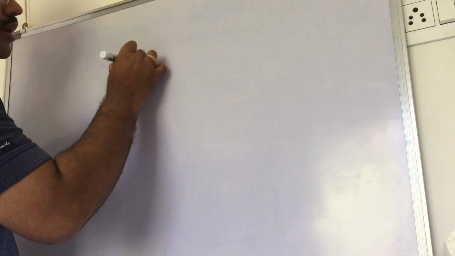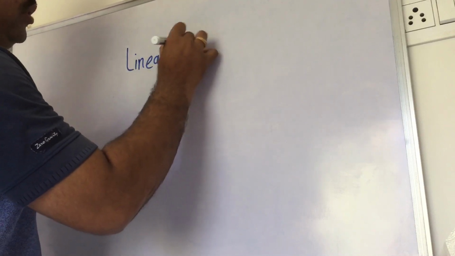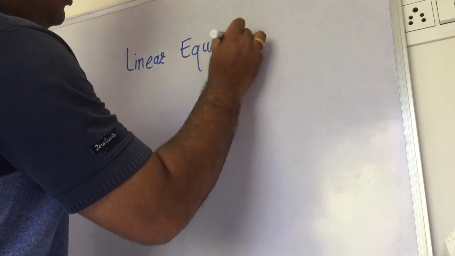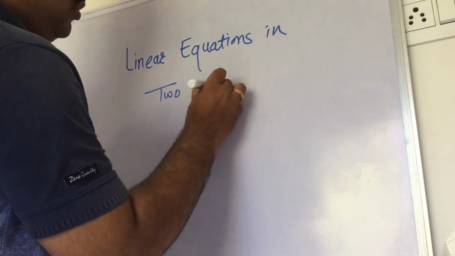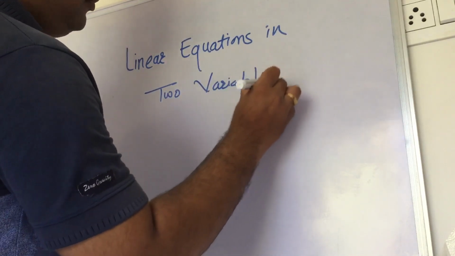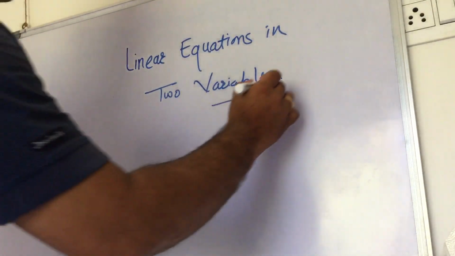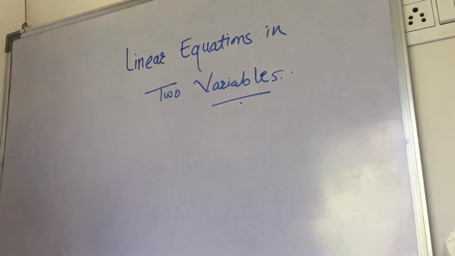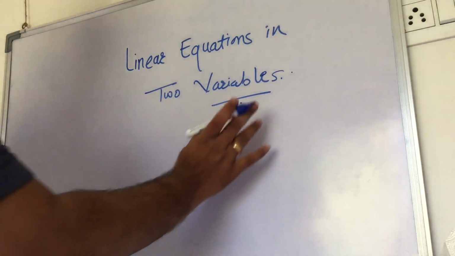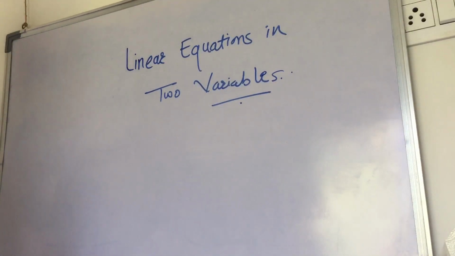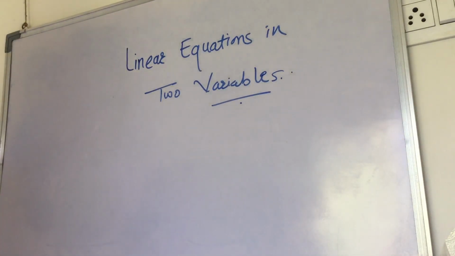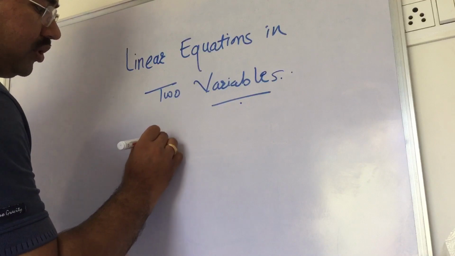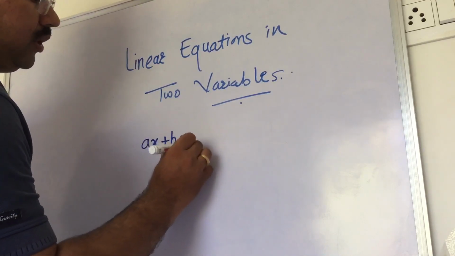First chapter is linear equations in two variables. So what does it mean? Two variables. A variable is a term which says that it will vary, that is, it will change when the value changes. Like the general form of a linear equation in two variables is ax plus by plus c equals 0.